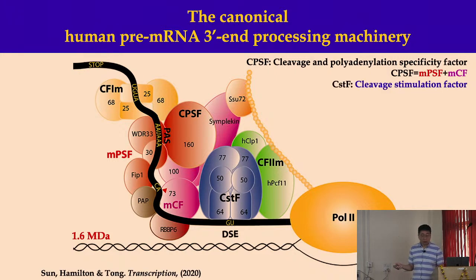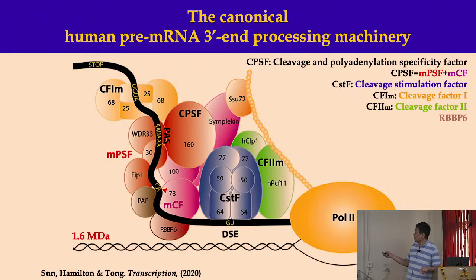And then there are additional factors, which I won't have time to talk about today, so you don't have to worry too much about it. So there's blue for CstF, and then CFIm in yellow, CFIIm in green, and then RBBP6, another protein down here.